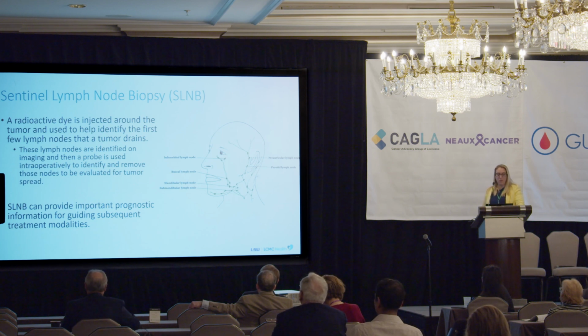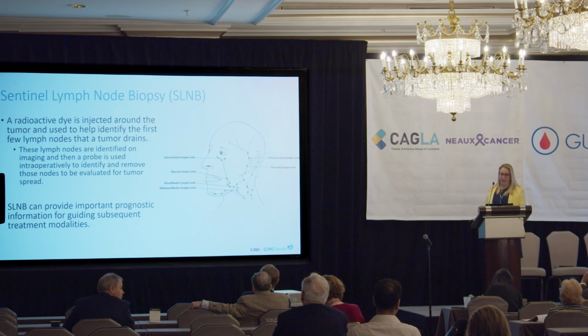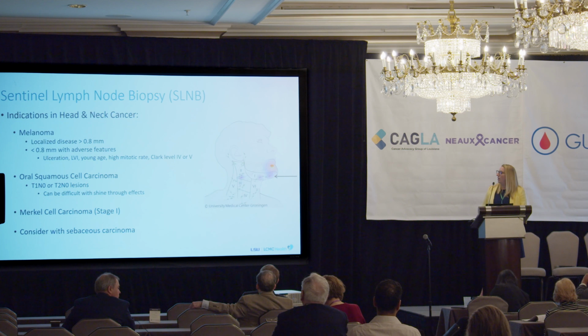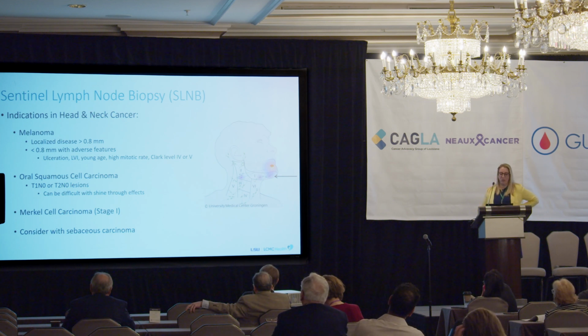Sentinel lymph node biopsy is really important in terms of prognosis and can help guide subsequent treatment, whether we can manage with monitoring, proceeding with a neck dissection, or giving chemotherapy or immunotherapy treatments. In head and neck, we use sentinel lymph node biopsy in melanomas, diseases that are greater than 0.8 millimeters or some that are less than that with adverse features. It can be used in oral cavity squamous cell carcinoma with small lesions, T1 and T2, and N0 lesions, but it can be difficult with the shine-through effect.